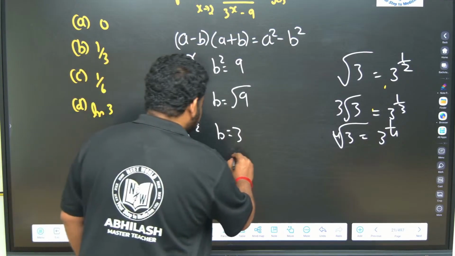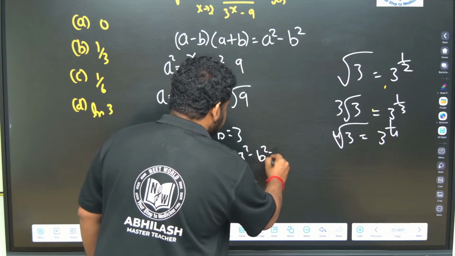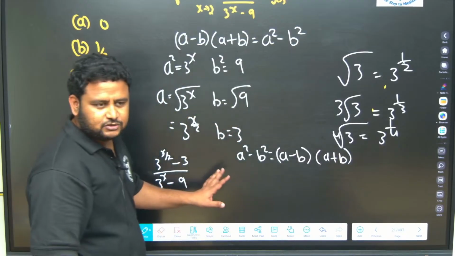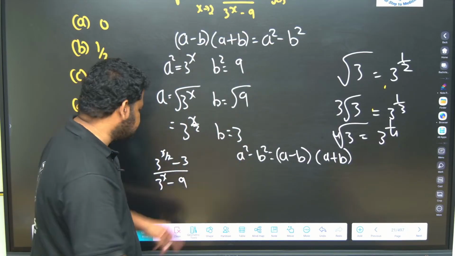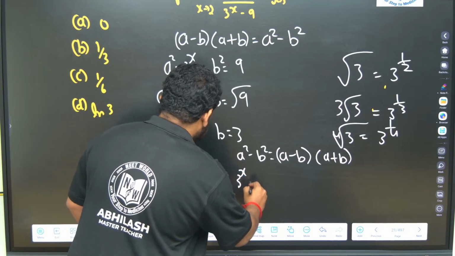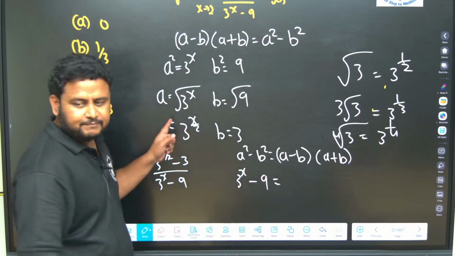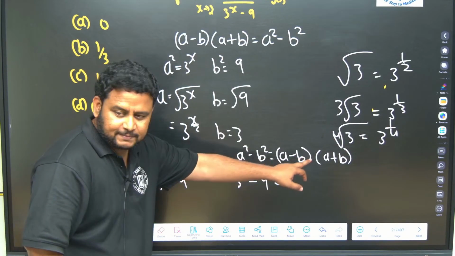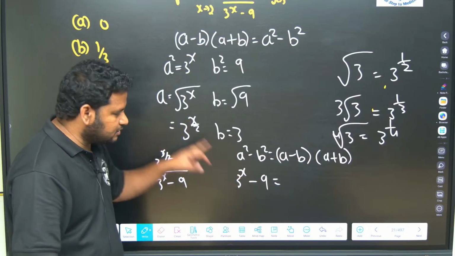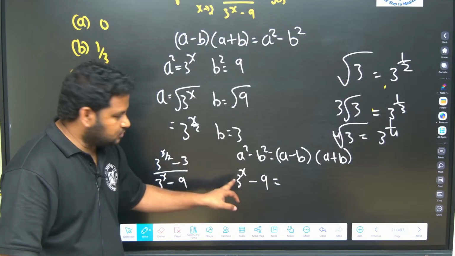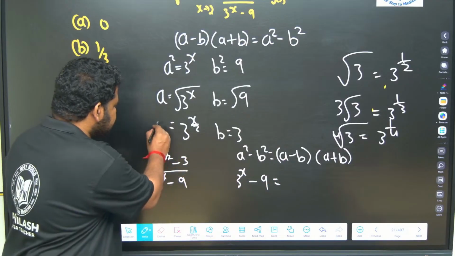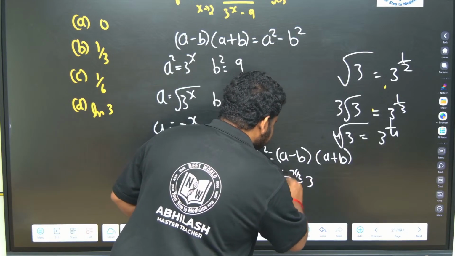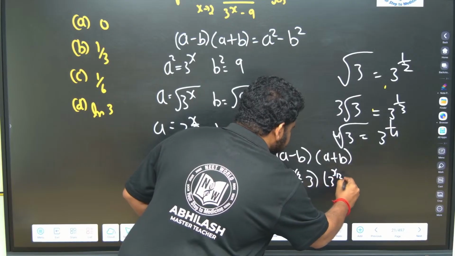So this 3 to the power of x minus 9, a square minus b square, can be written as a minus b into a plus b. A square is nothing but 3 to the power of x. B square is 9. Observe very carefully. A square minus b square is equal to a minus b into a plus b. So a square is 3 to the power of x, b square is 9. So a is equal to 3 to the power of x by 2. So I can write this as 3 to the power of x by 2 minus 3, into 3 to the power of x by 2 plus 3.